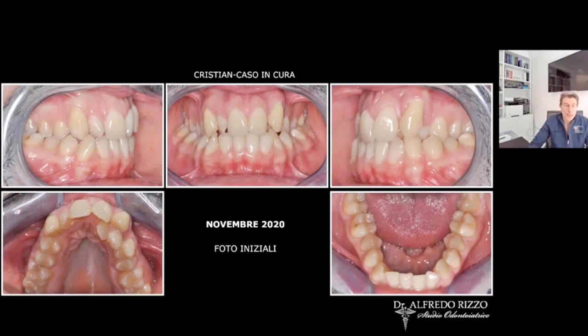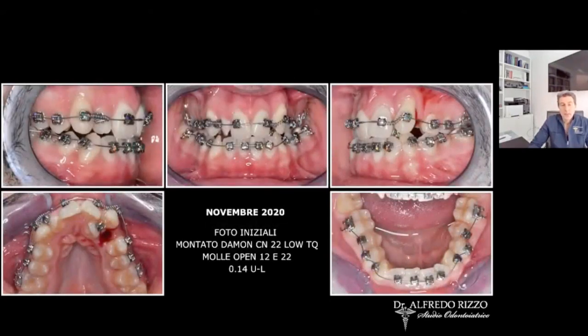On the other side, on the right, we see the maxilla completely overlapped by the lower, by the mandibular dental arch. The tooth 2-2 is completely in the palate. In November, we use the Damon Q system. I put the bracket low torque on 2-2, and I have used the open spring in order to create space for 1-2 and 2-2 teeth.